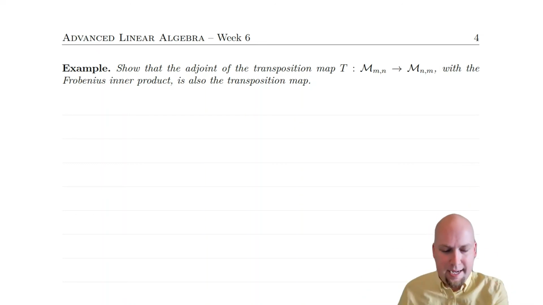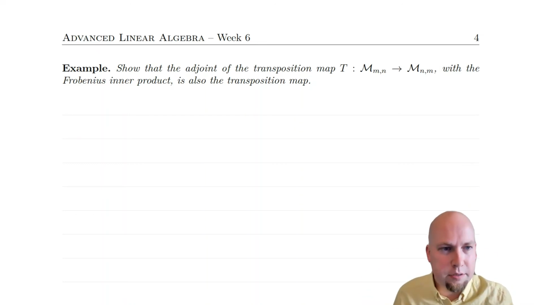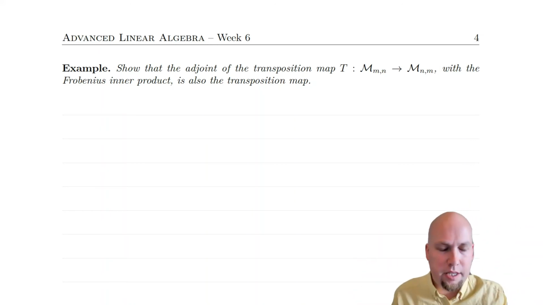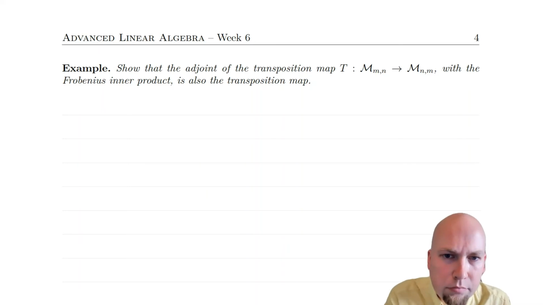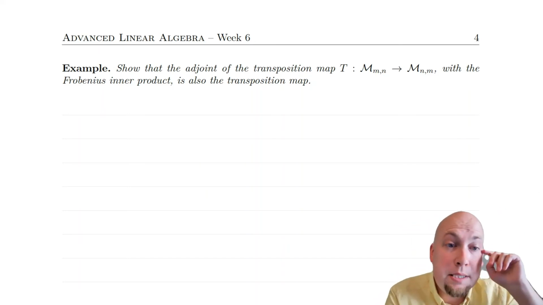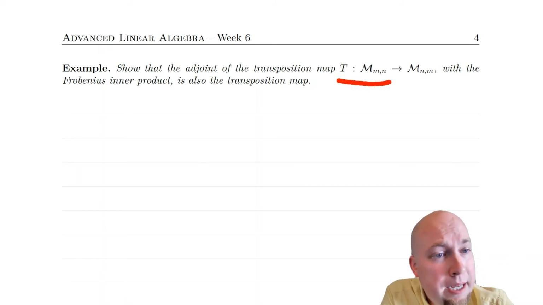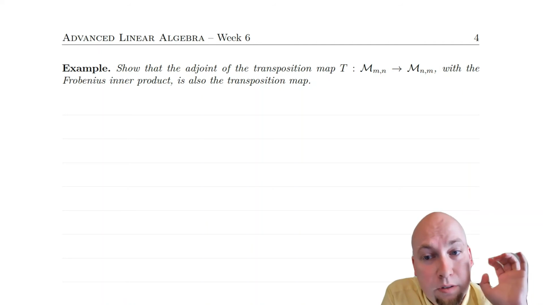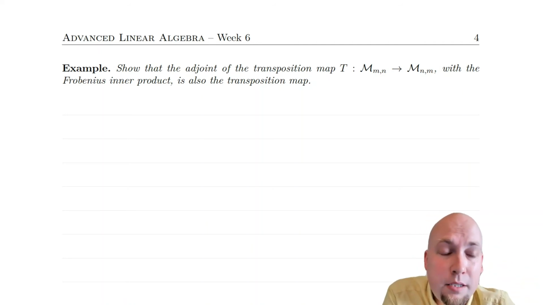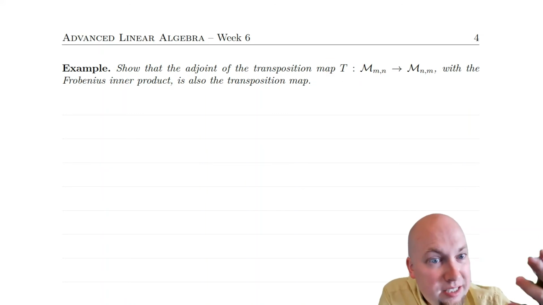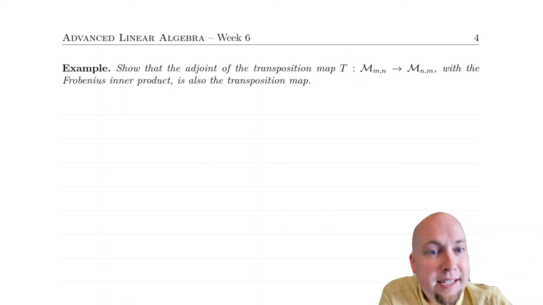We already did the example of matrices as linear transformations, but what happens if you have linear transformations on more exotic vector spaces rather than just Rn? Well, maybe the next step up is the transpose map. Remember, you can think of the transpose map as a linear transformation acting on the space of matrices. Let's show that with respect to the Frobenius inner product, the standard inner product, the adjoint of T just is T again. So the transpose map is its own adjoint.